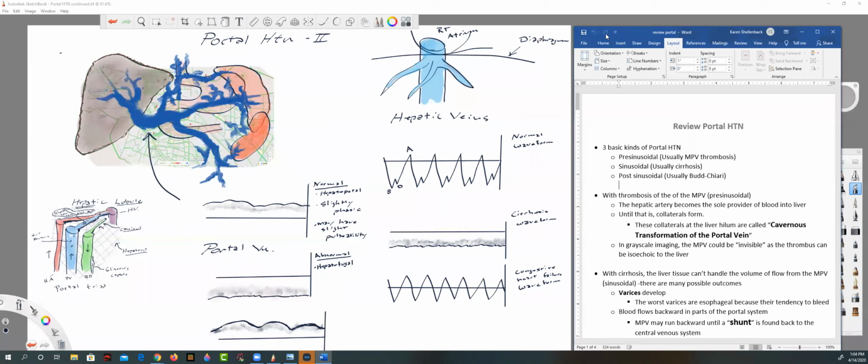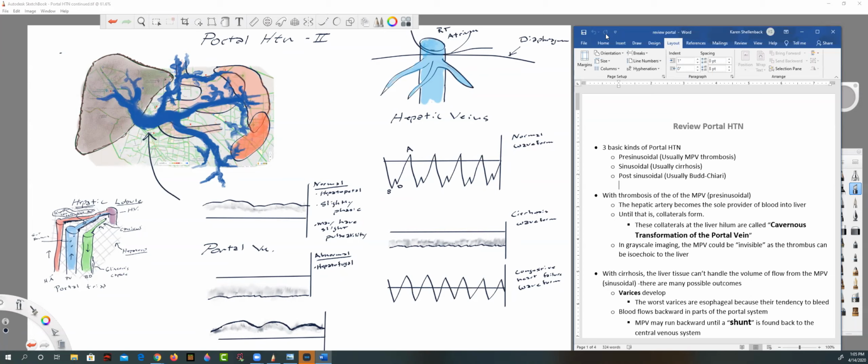So heading on down with thrombosis of the main portal vein, pre-sinusoidal, no cirrhosis necessary, no liver disease at all even necessary. You've got thrombosis of the main portal vein. And if it happens slowly over time, it really gives your body a chance to develop collaterals. If it happens acutely, you're definitely going to be in the emergency room. But the hepatic artery becomes the sole provider of blood into the liver, assuming we're talking about a full, occlusive thrombosis of the main portal vein.